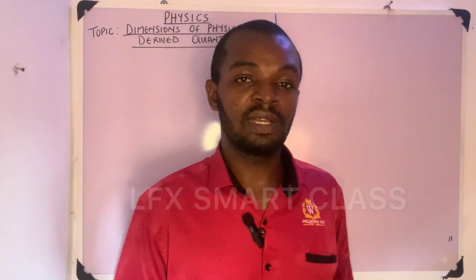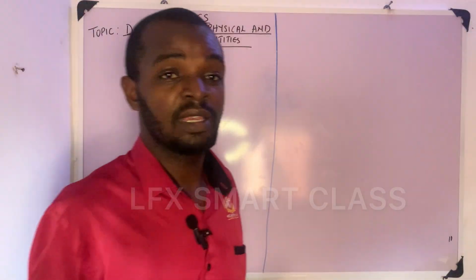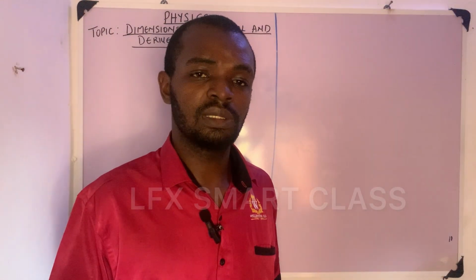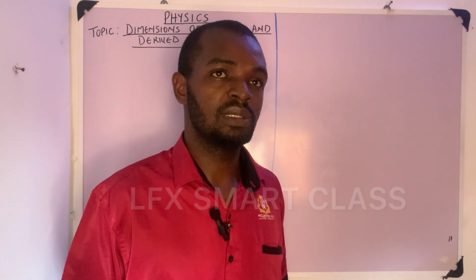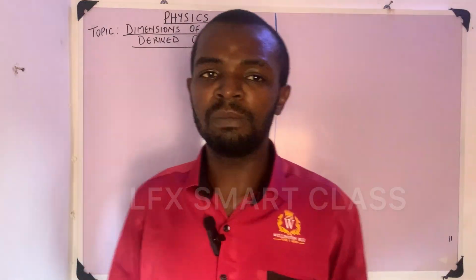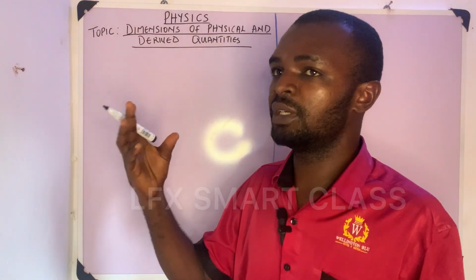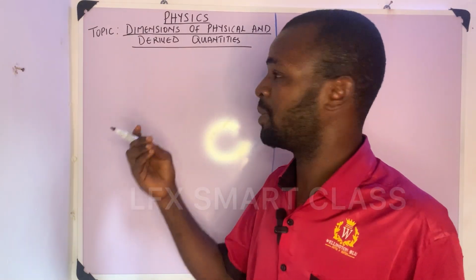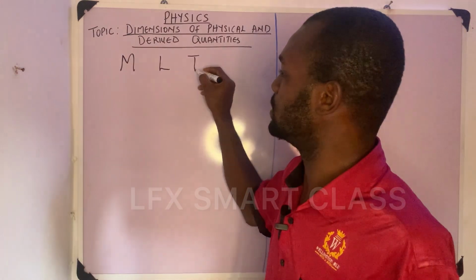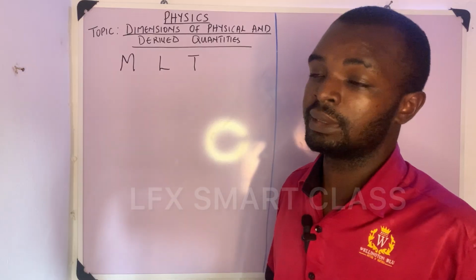So now before we start, we'd like to know what dimensions are. Dimensions are like building blocks of physical quantities. Not just physical quantities, but also derived quantities. And now, dimensions are mainly based on fundamental quantities. We have three main letters for dimension, which are M, L, and T, where M is the mass, L is the length, and T is the time.